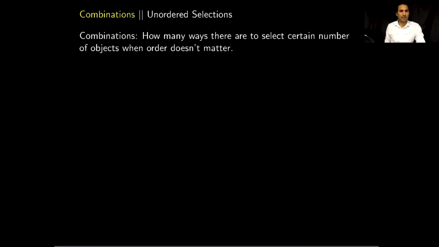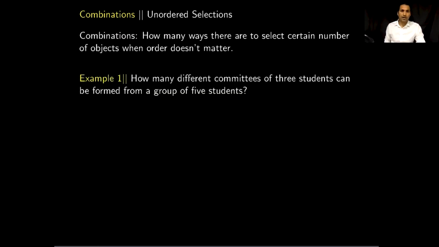Now to get a better understanding of this concept, let's take a few examples. Our first example is: how many different committees of 3 students can be formed from a group of 5 students? To solve this, first I will write down the procedure and the events. The procedure is that we have to select 3 students. So the selection of the 3 students will be our procedure. And then I will write down the events.